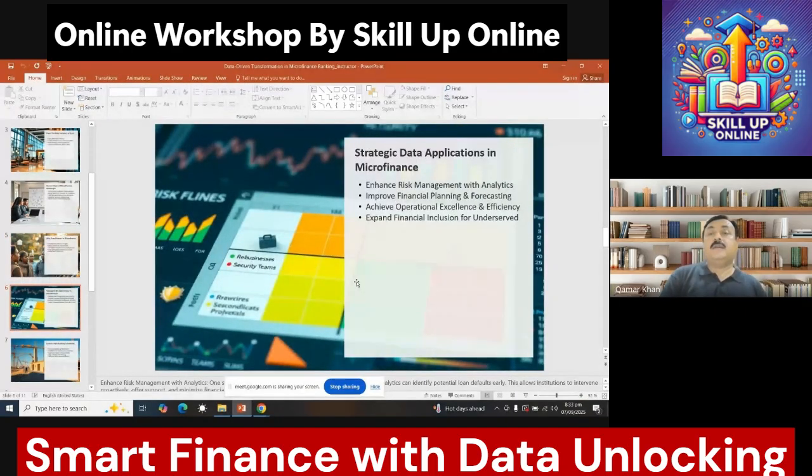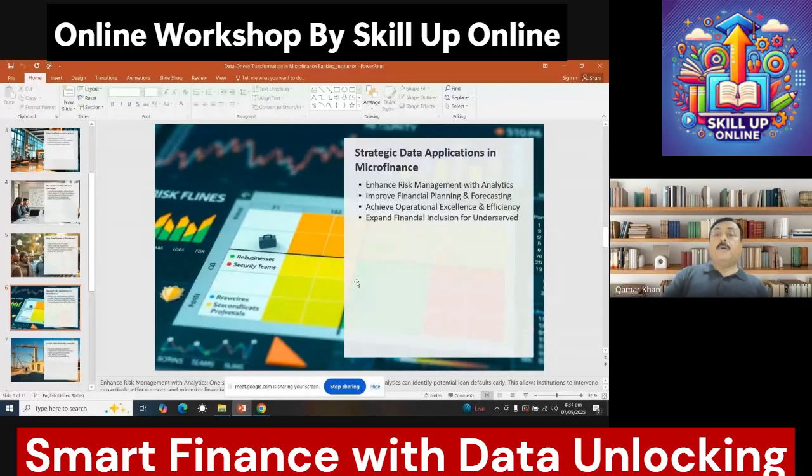Now moving on to strategic data application to microfinance. The microfinance industry needs data transformation very much, more than any other sector in banking or the financial sector, because it not only enhances risk management with analysis, it also improves financial planning and forecasting. The basis of financial planning and forecasting is the database which we have at hand. If we don't have correct, reliable data, we will not be able to make financial planning and forecasting. It's very simple. There is no other option without having good, reliable data.